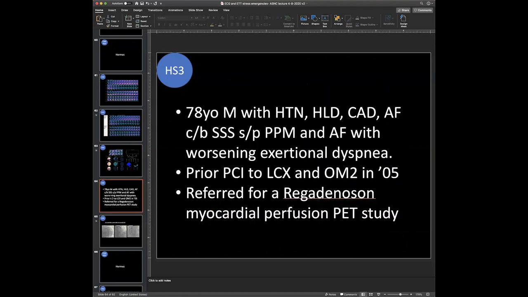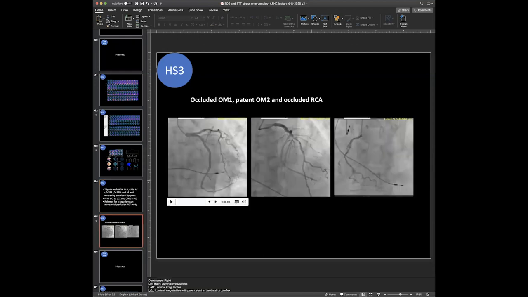This was a 78-year-old gentleman with hypertension, hyperlipidemia, atrial fibrillation with a pacemaker and AFib with worsening exertional dyspnea, had a prior PCI to left circ and OM, and now had this regadenoson scan, and we have some shots of his cath films as well. Yeah, and I can chime in here.